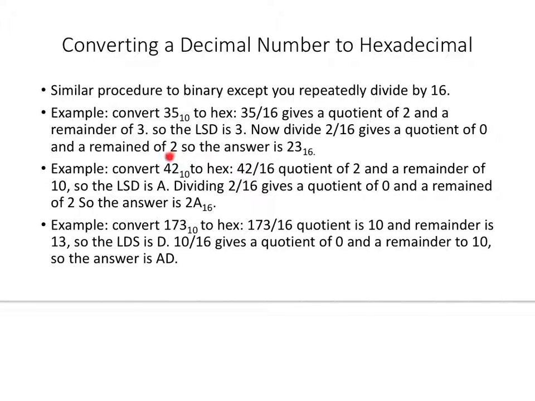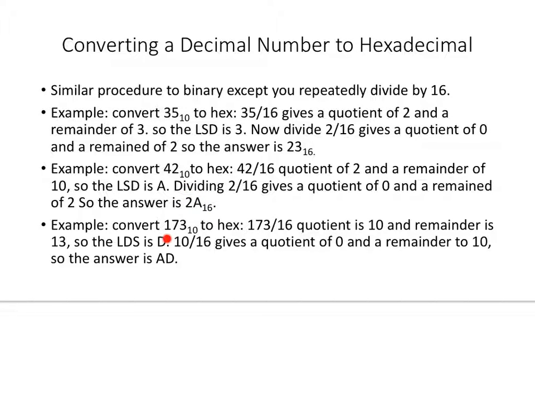Okay, let's try another one. 42 base 10. We're going to divide that by 16. That gives us a quotient of 2 and a remainder of 10. Now remember that we have to convert this to a hexadecimal symbol. So the least significant hex digit is going to be A. And then we take that quotient of 2, we divide it by 16, which gives us a quotient of 0 and a remainder of 2. So the hexadecimal number is 2A.